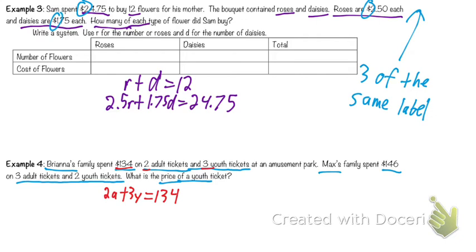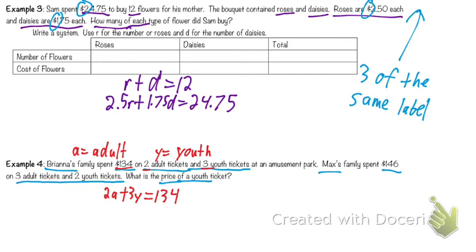Okay. So we have 2A plus 3Y equals 134, because A represents the adult tickets and Y represents the youth tickets. Because Bree's family bought 2 adult tickets, they paid 2 of the adult ticket price, which is A, and 3 of the youth ticket price, so 3 times Y. That gives them the total of $134 they spent. Does that make sense to you guys how we get this equation? Yes.